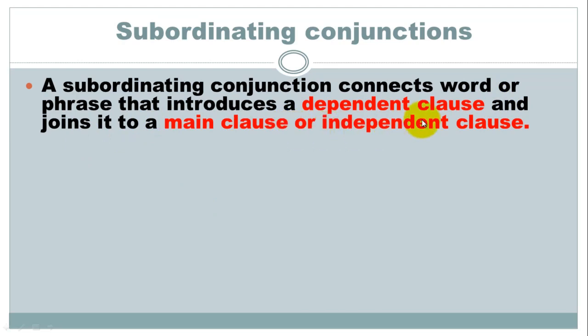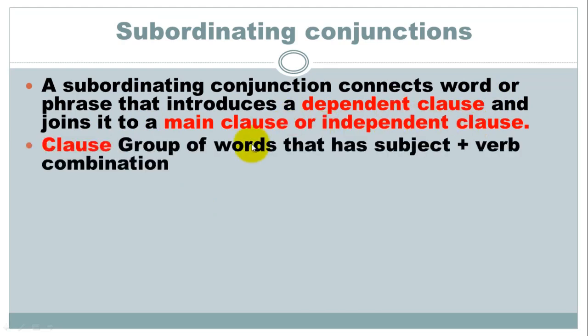clause or independent clause. As you can see, what is a clause? First of all, students, a clause is a group of words that has a subject plus verb combination. So a clause is the opposite of a phrase. As I told you before, a phrase is a group of words which are meaningful, but they lack a subject verb combination. But a clause has a subject plus verb combination.